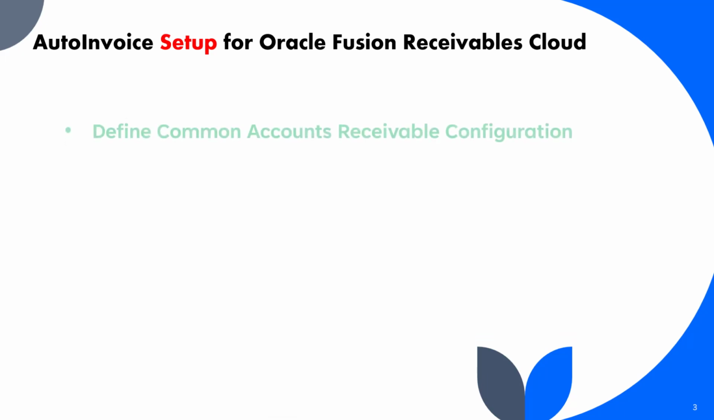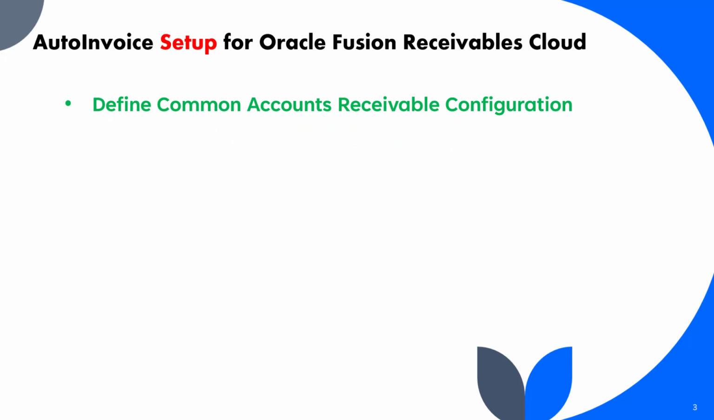First of all, define common account receivables configurations. What does it mean? Common accounts configurations pertains to the Accounting Flexfield setup. This is done in the Oracle Fusion General Ledger application. The assumption of this case study is that you have already defined your account Flexfield segments and can create and complete manual transactions using the Transaction Workbench.